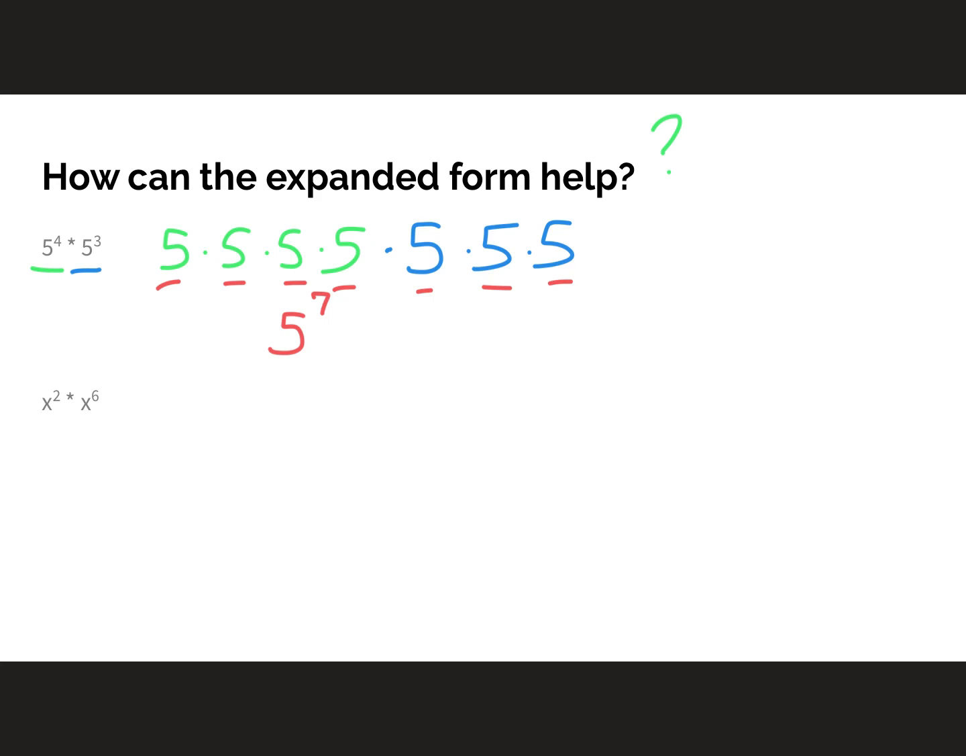Okay, let's try it again with x's. The first one I have is x squared, which is x times x. And then I have x to the 6th power, which is x times x times x, 3, 4, 5, 6. So if I count these, I get 1, 2, 3, 4, 5, 6, 7, 8 x's. So this is x to the 8th power.